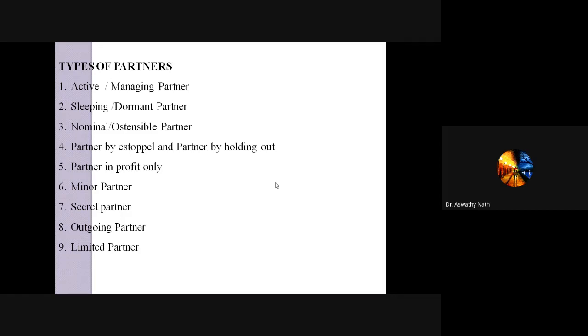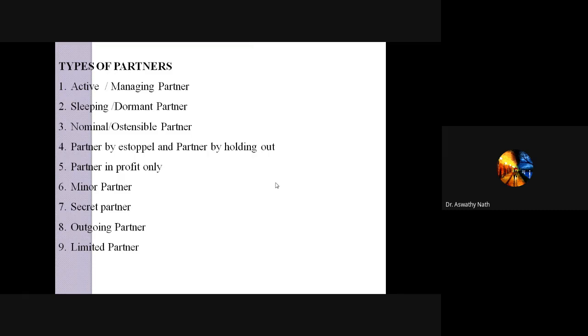And an outgoing partner is a partner who retires voluntarily from the firm without causing the dissolution of the firm. The firm doesn't get dissolved, but the partner wants to voluntarily retire from the firm. That type of partner is called the outgoing partner. And finally, limited partners, who are liable up to the value of their capital contribution to the business. So his liability is limited up to the capital contributed to the business.